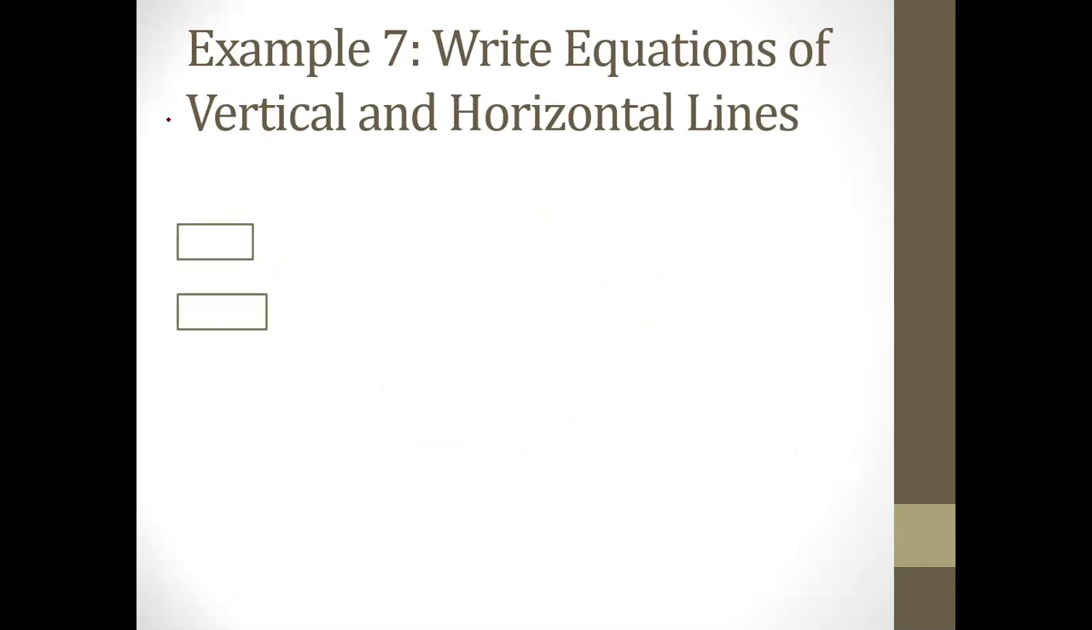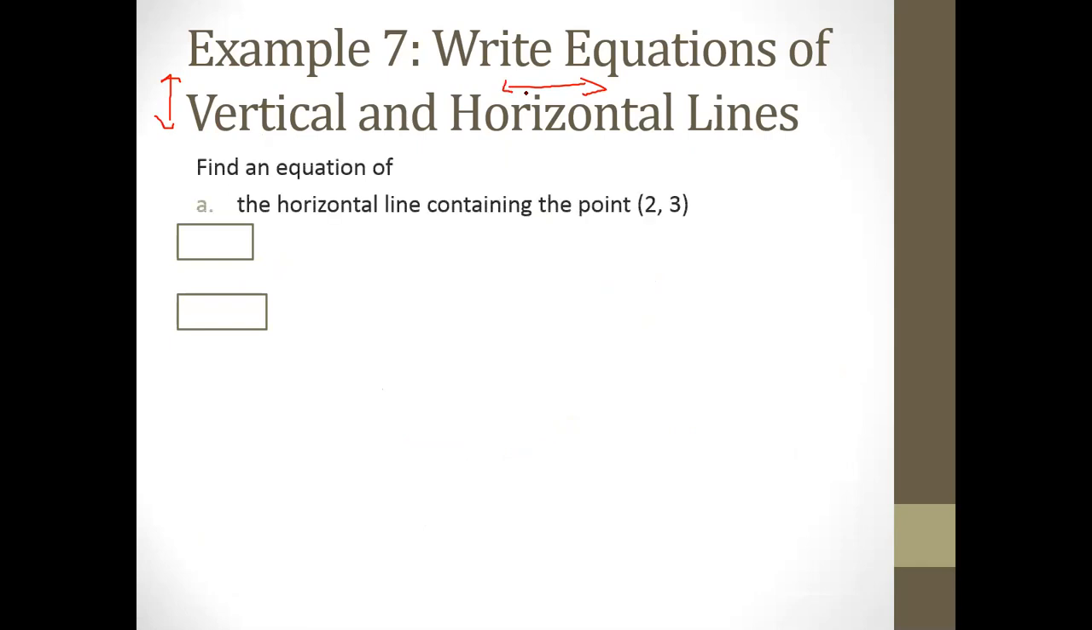All right, example 7, we're going to write the equations of the vertical and horizontal lines. Now, this word vertical means line that goes up and down. Horizontal, line that goes left to right. If we're given this ordered pair of 2, 3, remember this is our x coordinate, this is our y coordinate.